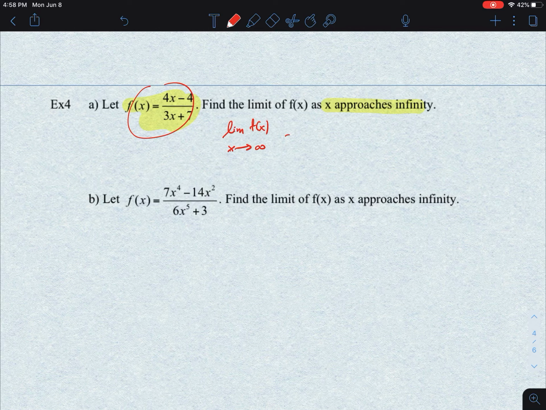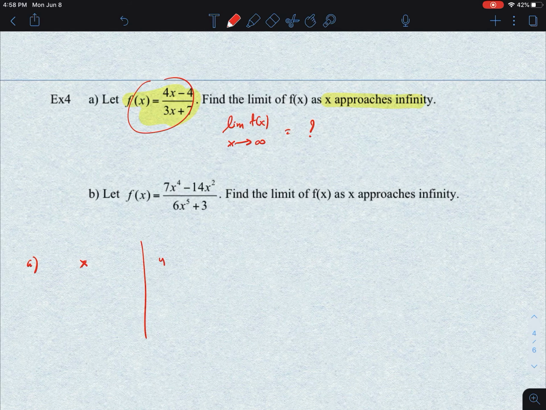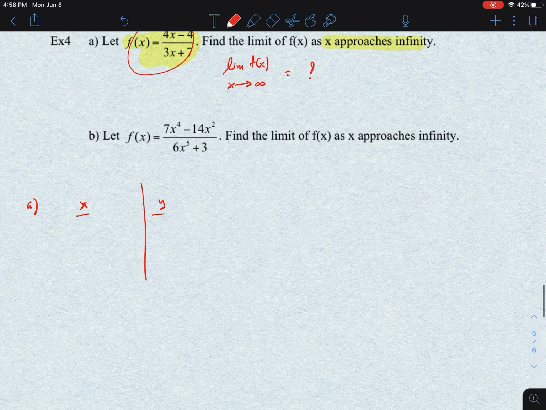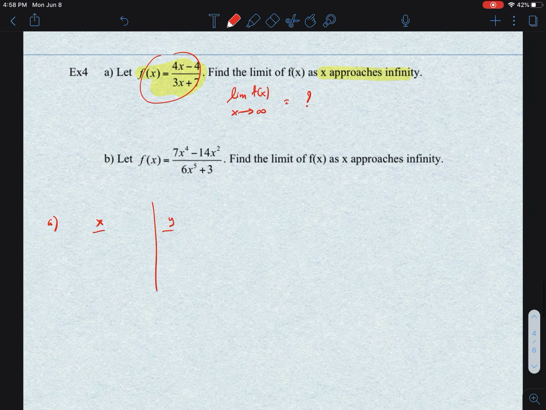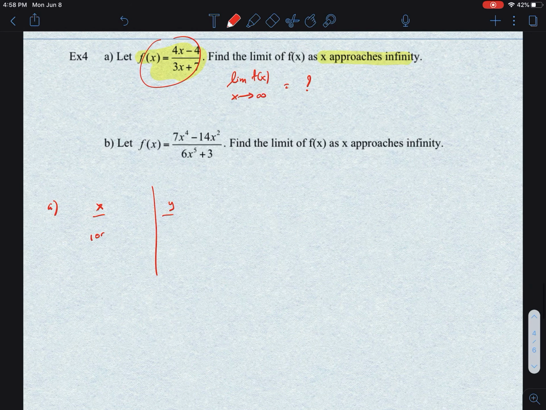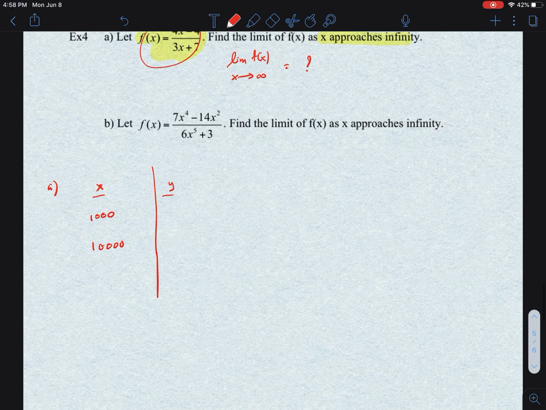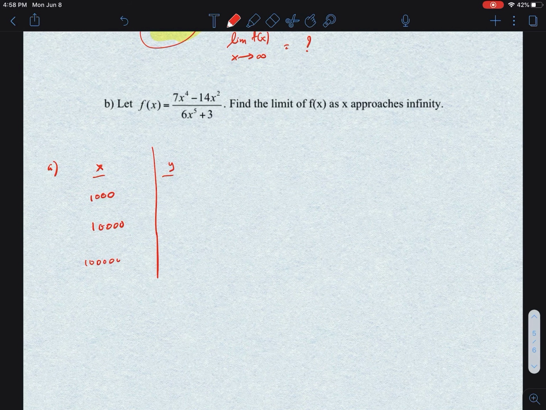One way we can do this is to sit here and plug in a bunch of numbers for x and see what the y value is doing. We can pick large values. So when x approaches infinity, we can try 1,000 for x, 10,000 for x, maybe 1,000,000 for x, and see what the y value is doing.